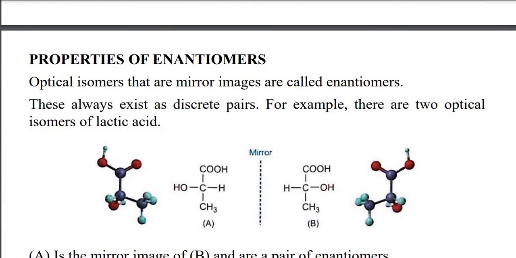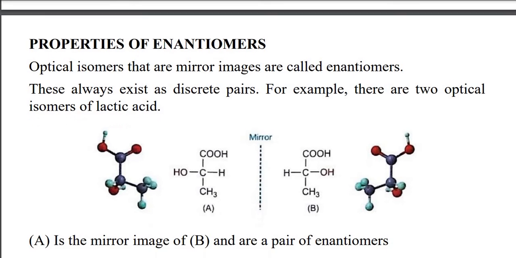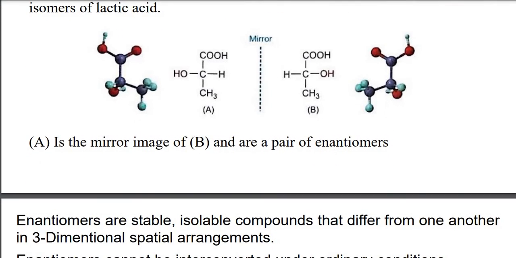So what are the properties of enantiomers? You know, optical isomers that are mirror images are called enantiomers. These always exist as discrete pairs. For example, there are two optical isomers of lactic acid. You can see A is the mirror image of B; they are a pair of enantiomers.